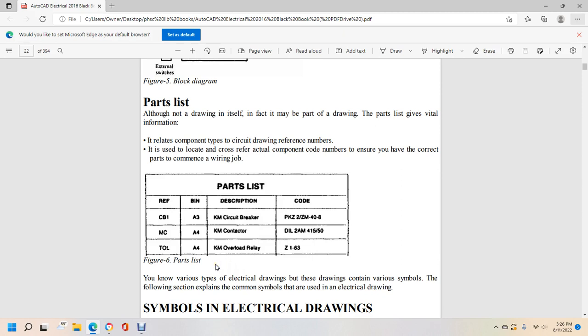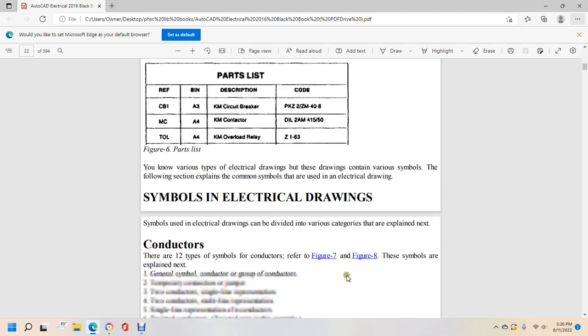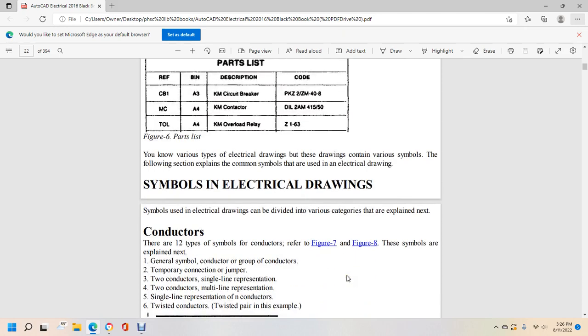You now know the various types of electrical drawings, but the drawings contain various symbols, so the following section covers the common symbols in electrical drawings. Symbols of electrical drawings can be divided into various categories. They are explained next. Conductors. There are 12 types of symbols for conductors, shown in Figure 7 and Figure 8. These symbols are explained next.